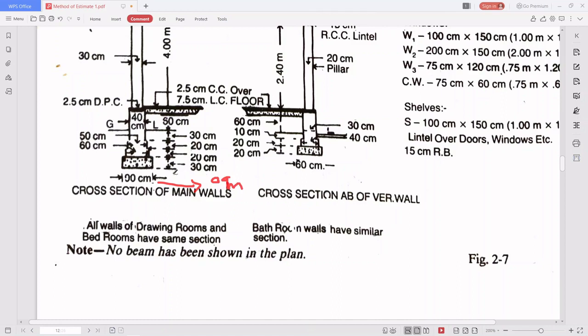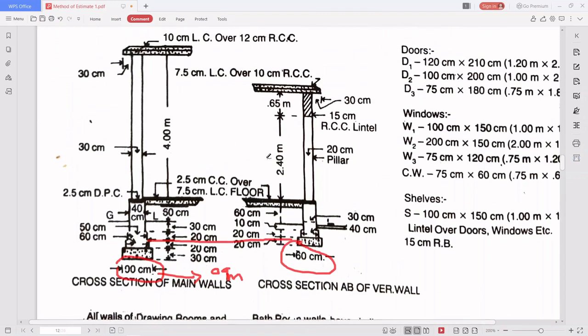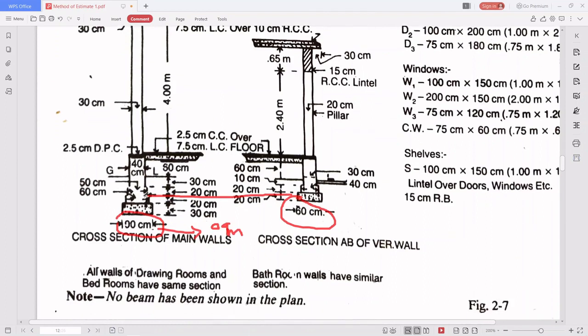What is the width of the lime concrete for the foundation? It is 90 centimeter. What about here? It is 60 centimeter. Okay, so for the first footing it is 60 centimeter, second footing 50 centimeter. So this 50 centimeter will come to this 20 centimeter level. When we take the level at 50 centimeter of the main wall, we can get the foundation for the 20 centimeter wall, the veranda wall.